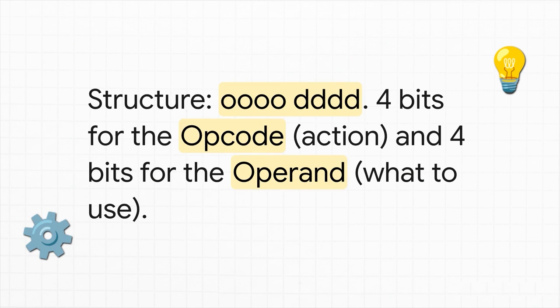And this shows you the structure perfectly. You've got the first 4 bits for the opcode and the last 4 bits for the operand. It's just a clean, simple command. So for example, an instruction like 00101110 could mean load data. That's the 0010 part, from memory address 14, which is 1110 in binary. See? Action and a subject, all packed into one byte.